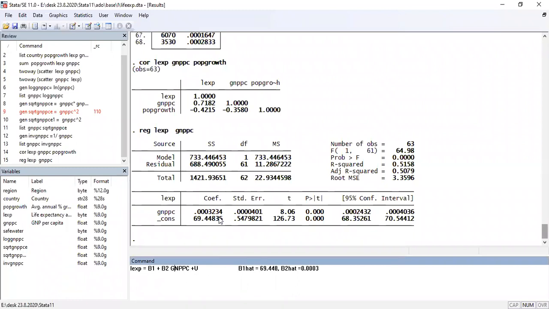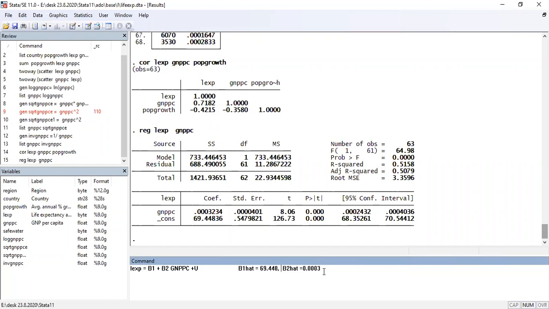So then if I ask you to explain beta 2 hat, how do you explain this 0.003? Anybody? Professor? Yes, go ahead. Professor, what you said, I didn't get. How do you explain beta 2 hat, which is 0.003? Professor, can I try? Yeah, try. Go ahead.